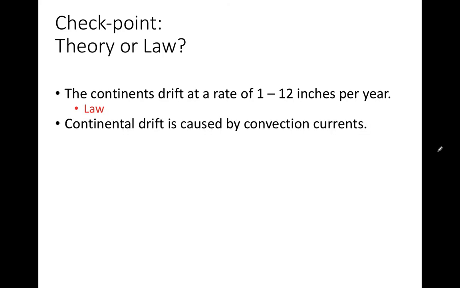The continental drift is caused by convection currents. This best is an example of a theory. The reason is because it tries to give a reason behind what is causing the continental drift. So this is a theory giving you that because.